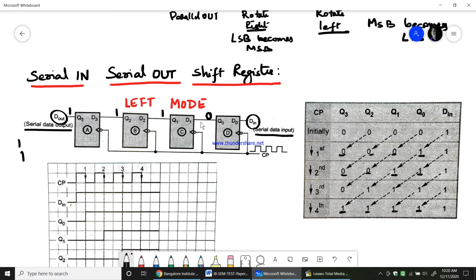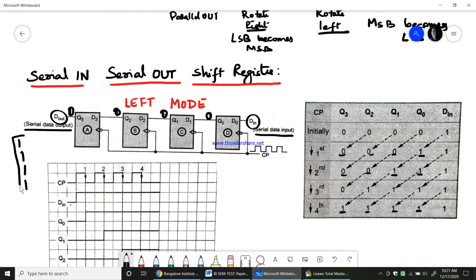Next, again I will give 0, I will not give any input. So this 0 comes here, this 1 comes here, and this 1 comes here, and that would be the third output. Again give 0, this 0 comes here, this 0 comes here, and this 1 comes here, and that 1 will be taken as an output. Finally, when you press the clock pulse, all flip-flop outputs will be 0 again.